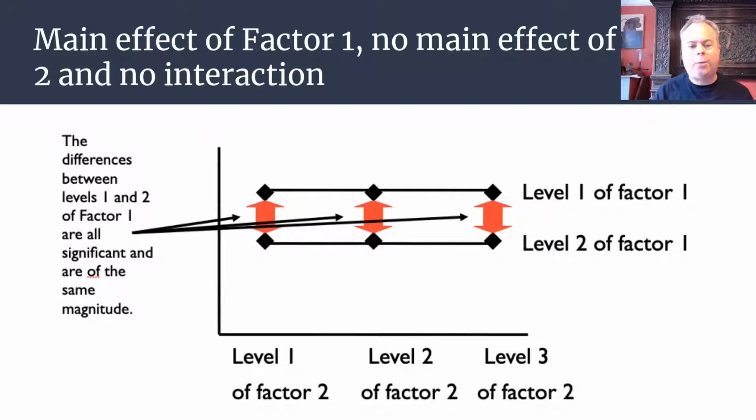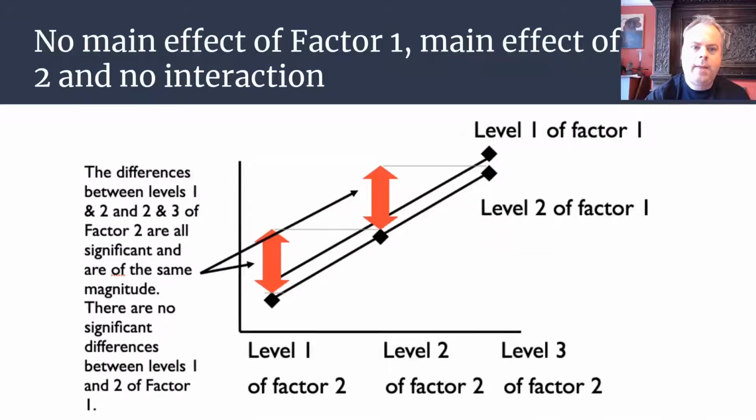So here's a case where we might have a main effect of factor 1, no main effect of factor 2, and no interaction between them. So basically all we have here is a difference between level 1 of factor 1 and level 2 of factor 1. And this difference is basically the same regardless of what's going on with factor 2. So this is just a main effect of factor 1, no effect of factor 2, and no interaction between the two.